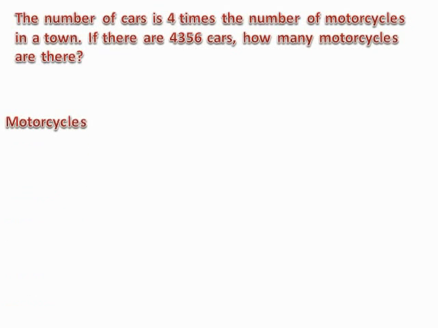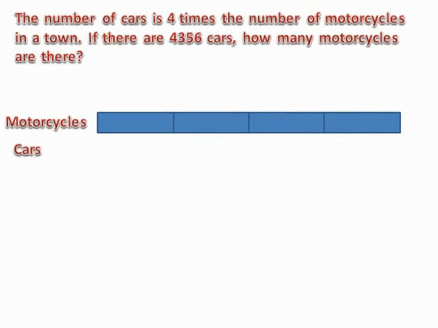All right, so we know that there are some motorcycles. So let this box be the number of motorcycles in one town. And then we know that the number of cars is 4 times as many as the motorcycles. So what I did is I just drew 4 times the number of the original motorcycle. The motorcycle used to be just one block, and 4 times one block would be this long.